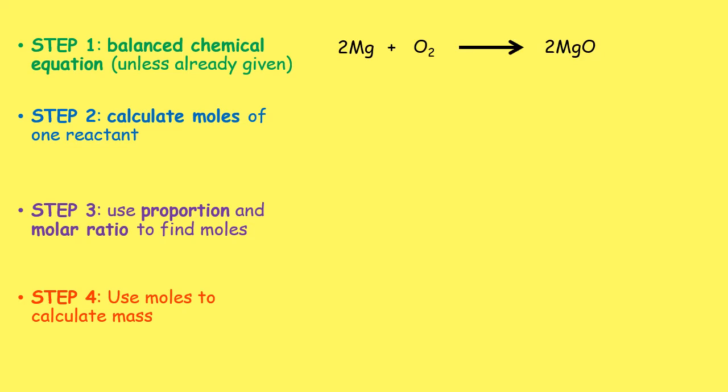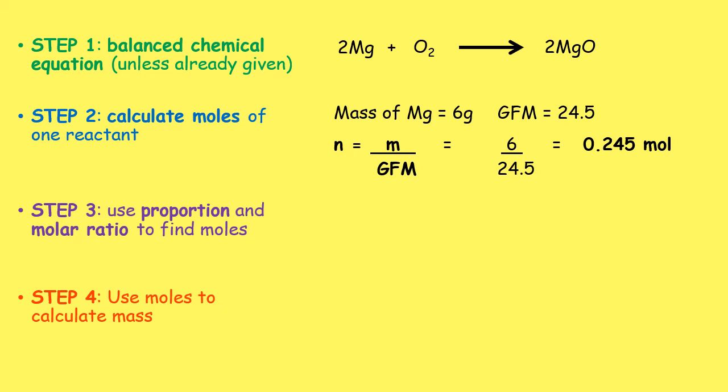So we start with our balanced equation, and the next thing we need to do is work out the moles of our reactant. Now we've been told that the mass of magnesium is 6 grams. We've been told that the gram formula mass is 24.5 grams. We can work that out. We can use the equation n equals m divided by GFM to work out that we have 6 divided by 24.5 moles, which is 0.245 moles.